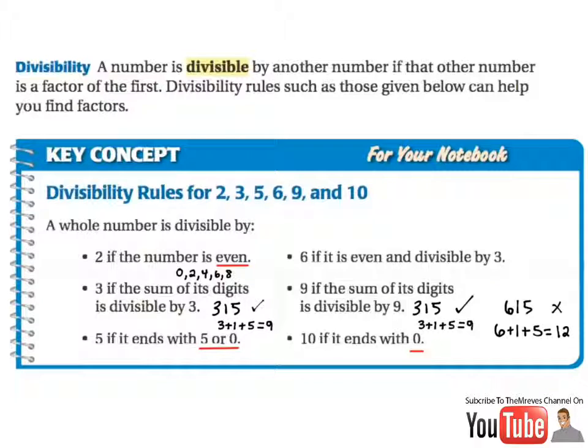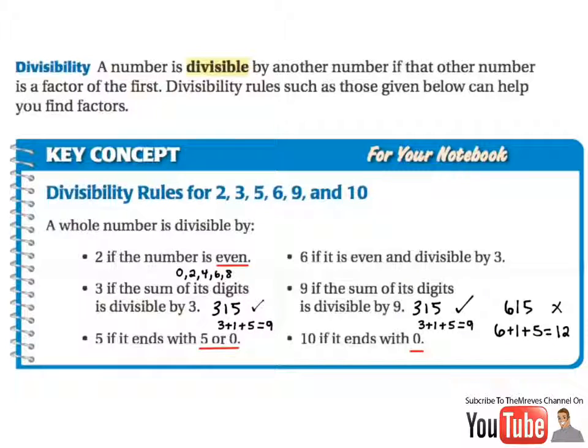So really simple. So these are the quick ways to help you find whether they're divisible by 2, 3, 5, 6, 9, and 10. So once again, the rules are, and go ahead and write these down. If it's even, is for 2. If the sum of its digits is divisible by 3, so we add the numbers together and see if 3 goes into that sum. And for 5, if it ends in a 5 or a 0.